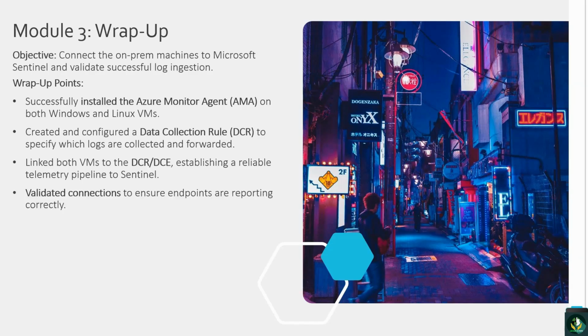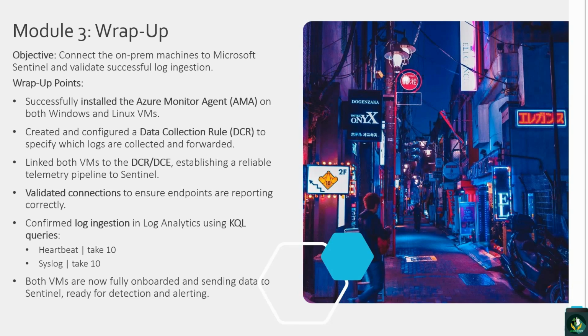We validated the connections and verified that logs were successfully ingested using KQL queries: Heartbeat for endpoint availability, and Syslog for Linux system logs. This confirms that our environment is ready for real-time monitoring. With both virtual machines onboarded and sending data, our Sentinel environment is now fully prepared to detect threats. In the next module, we will create analytics rules to detect suspicious activity, simulate attacks, and generate incidents. Excellent work. Let's move forward to Module 4, Threat Detection with Analytics Rules.